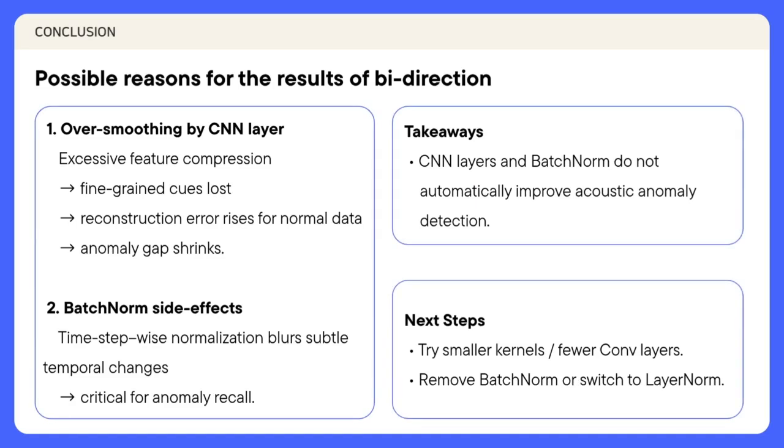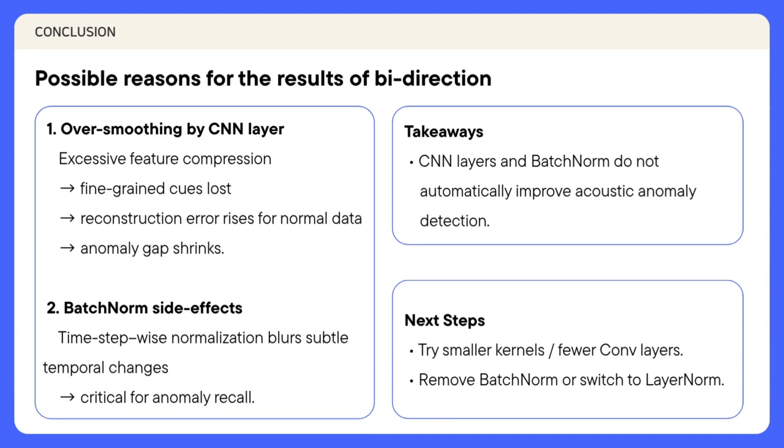We interpret the poor results of the bidirectional CNN LSTM model from two perspectives. First, over-smoothing by the CNN. The CNN layer squeezes features so hard that the LSTM loses the tiny cues it needs. Normal samples end up with larger reconstruction errors. The gap to abnormal samples shrinks, and separating the two becomes tricky. Normal error goes up, abnormal error rises or stays flat.